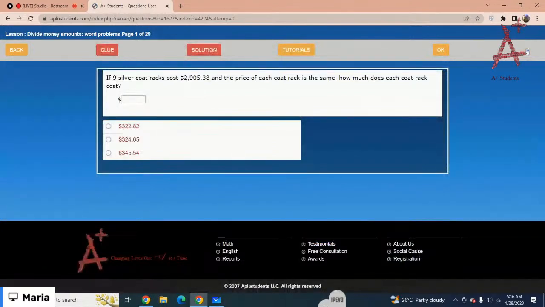Okay, if 9 silver coat racks cost 2,905.38 and the price of each coat rack is the same, how much does each coat rack cost? You have to calculate the cost of the coat rack, and we know that the cost of the 9 coat racks is 2,905.38. You need to calculate the cost of the one coat rack. Got it? Just divide 2,905.38 by 9.